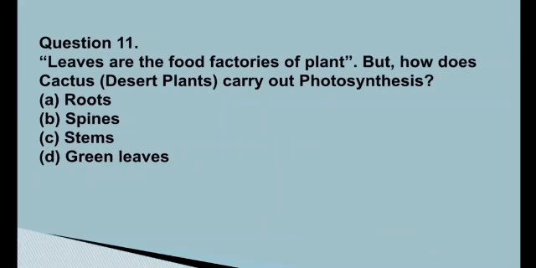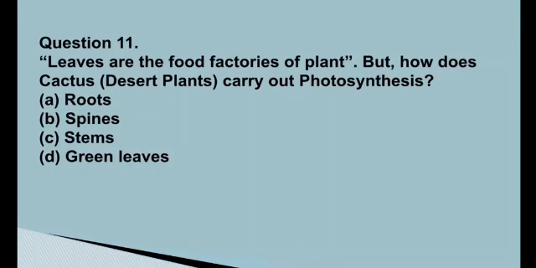Now we have question number 11. Leaves are the food factories of plants, as you know. But how does cactus, this is a desert plant, carry out photosynthesis? Your options are option A roots, option B spines, option C stems and option D green leaves.